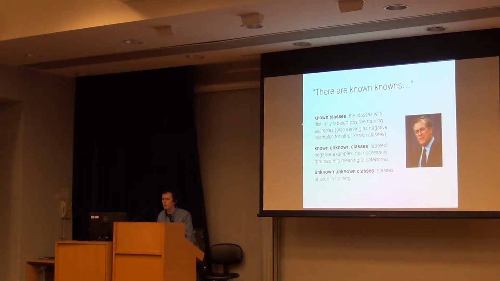We may also have some known unknown classes as well. These would be labeled negative examples, not necessarily grouped into meaningful categories. If you're familiar with computer vision, you've probably seen this type of data as well. If you're training something like a detector, maybe a face detector, a pedestrian detector, etc., you're going to sample a bunch of irrelevant patches from scenes that aren't from the target object. And you're just going to throw them into the training regime, and hopefully they're useful negatives. And then we come to the thing that the machine learning community has ignored for quite a long time, the unknown unknowns. These are these classes that are unseen at training, and we have to deal with them in operation.